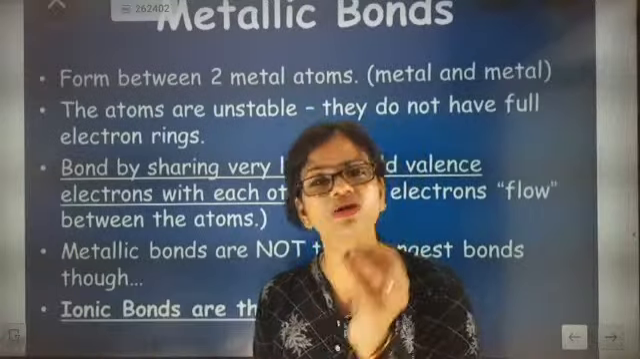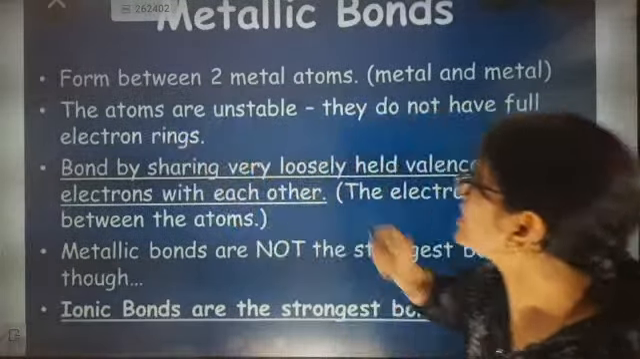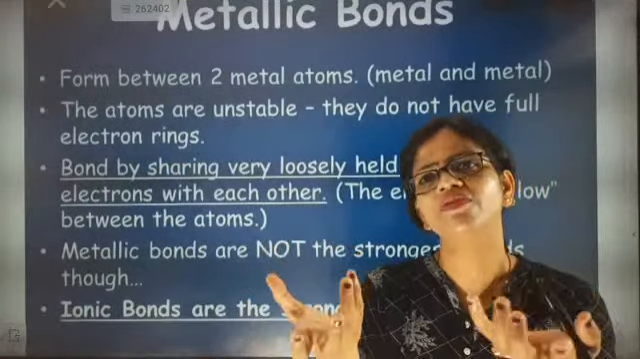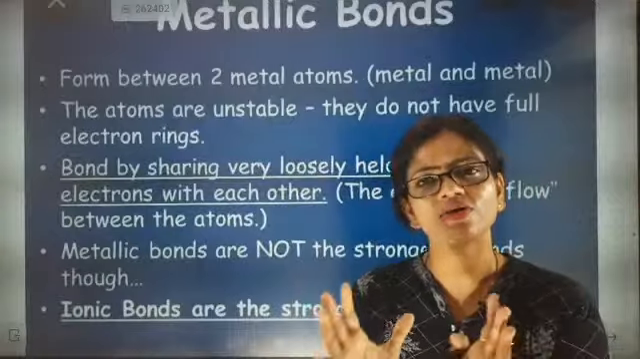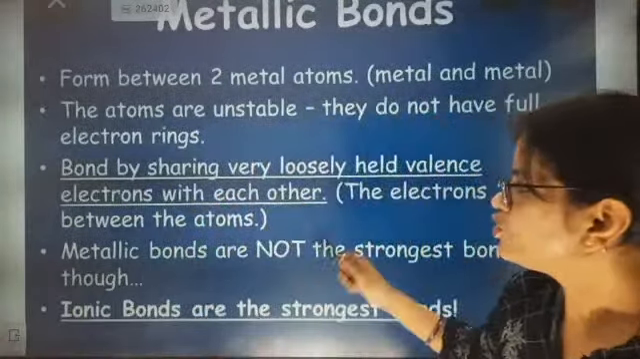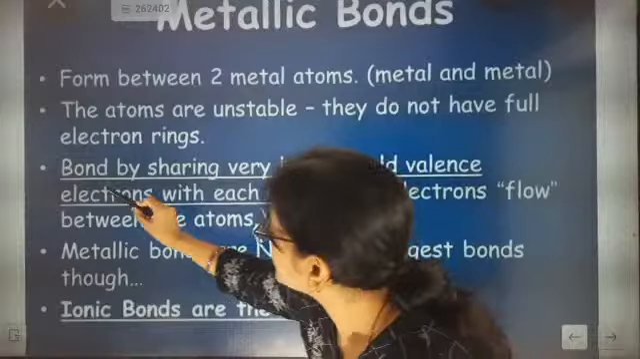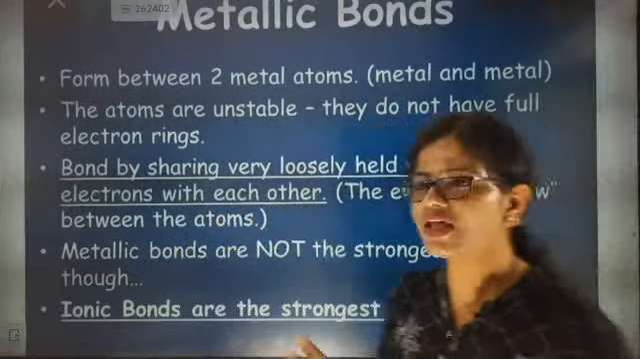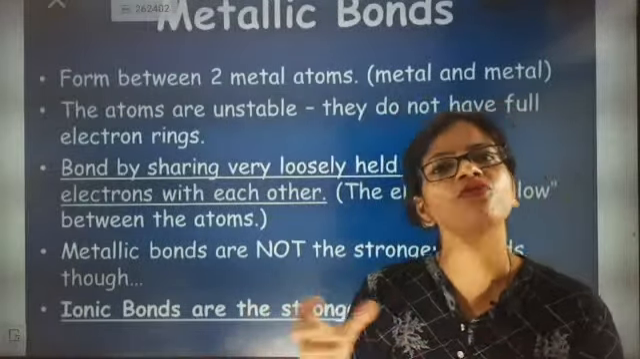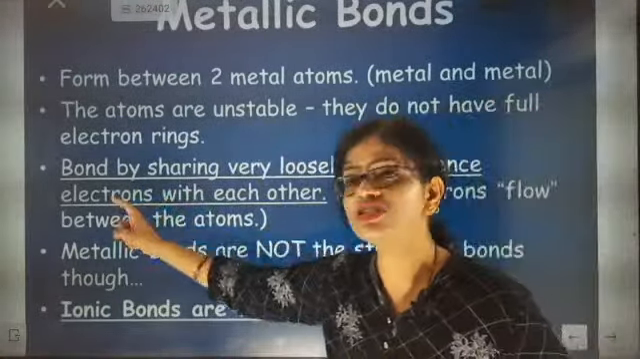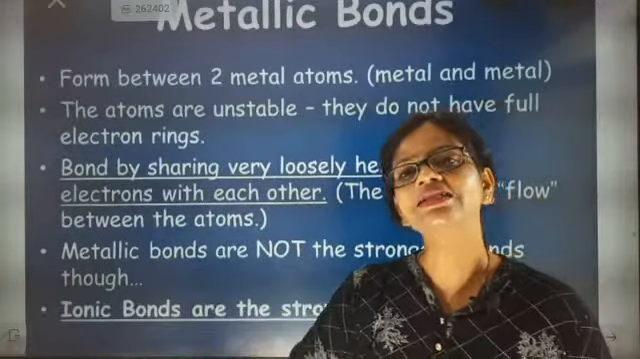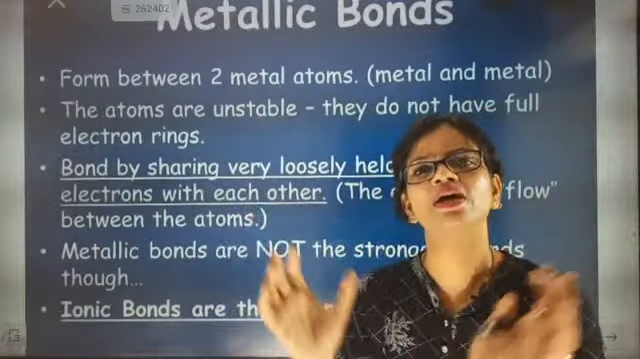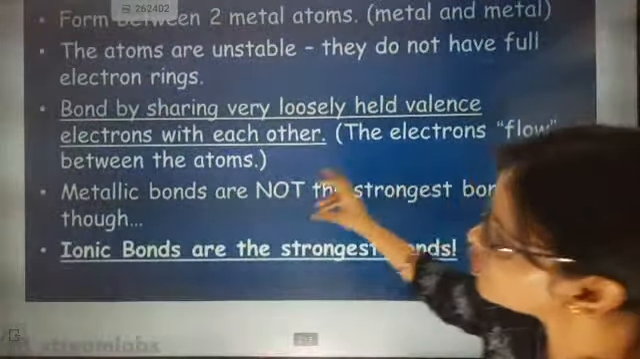So how are these metallic bonds actually formed? The atoms are unstable. They do not have a full electron shell. So what are they doing? To stabilize themselves, they bond by sharing very loosely held valence electrons with each other. So they are forming a metallic bond. How? By the electrons present in the outermost orbit and their ions, they are forming a metallic bond. So the electrons flow between the atoms.